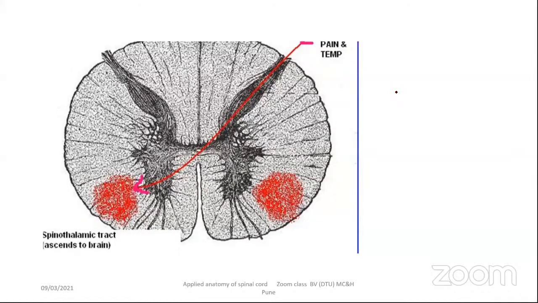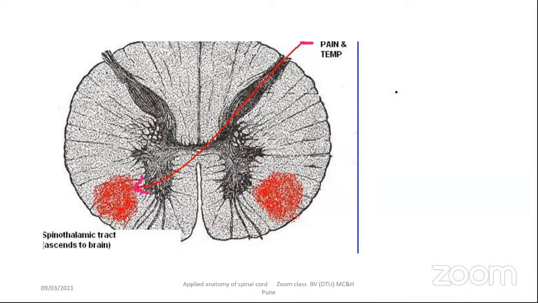And the second order neuron starts from there, crosses in front of the central canal and ascends in the spinothalamic tract up to the thalamus unchecked, and there the third order neuron starts and goes to the parietal lobe. So there are three neurons in the superficial sensations, which we enumerate as pain, temperature, and light touch. Okay, that is a superficial sensation.